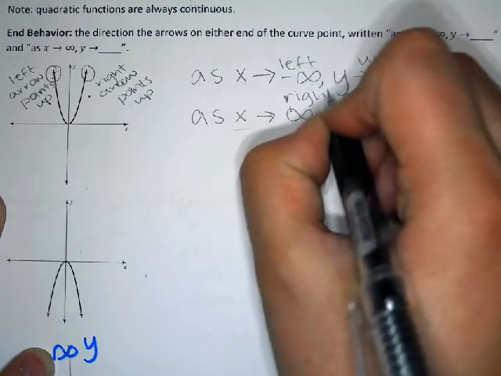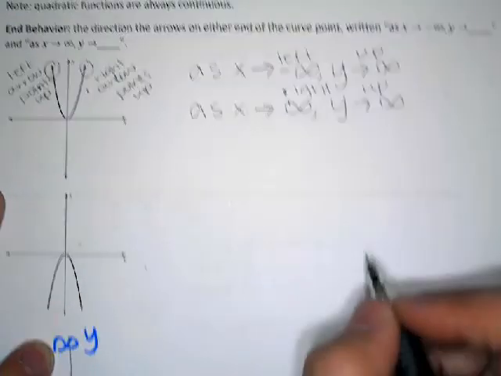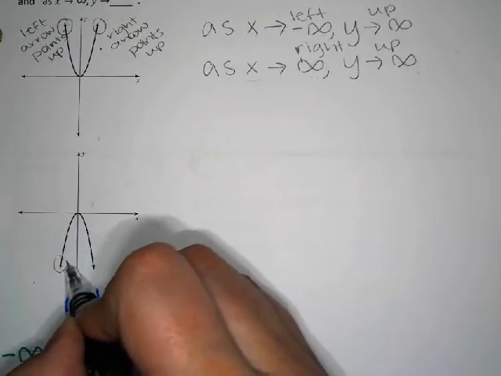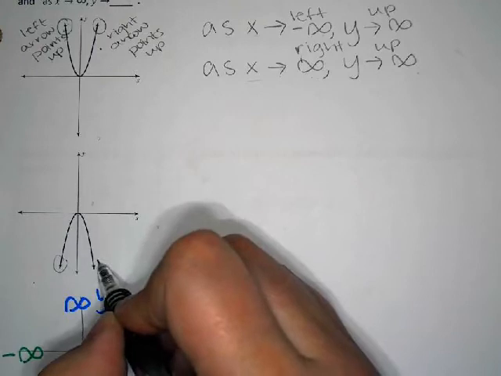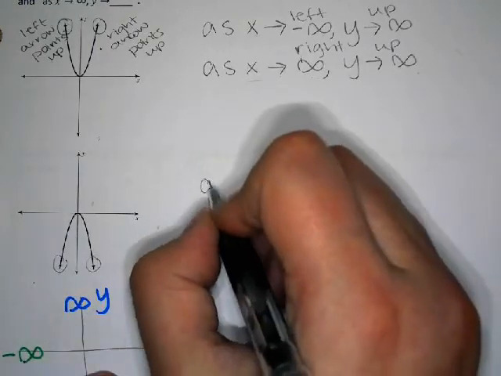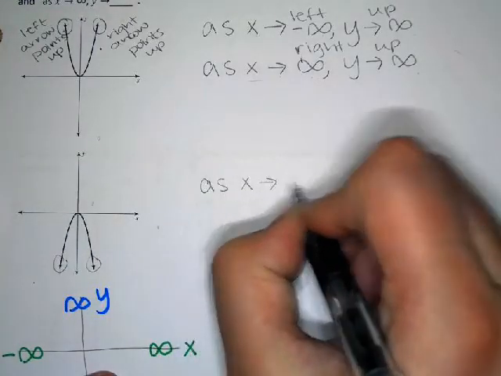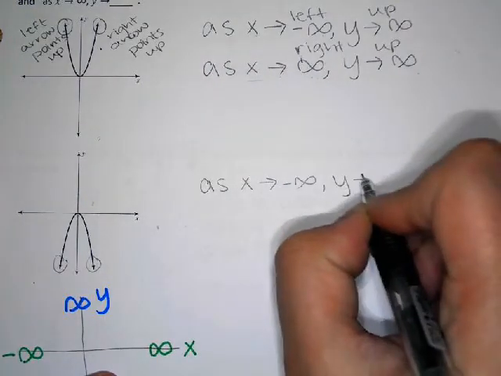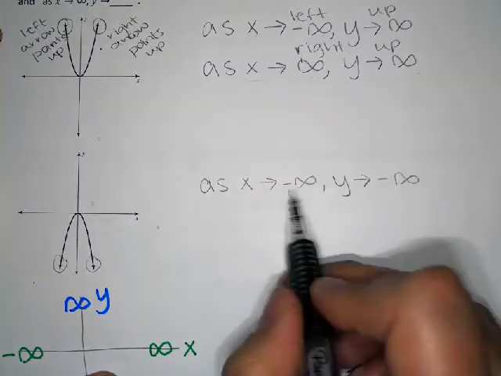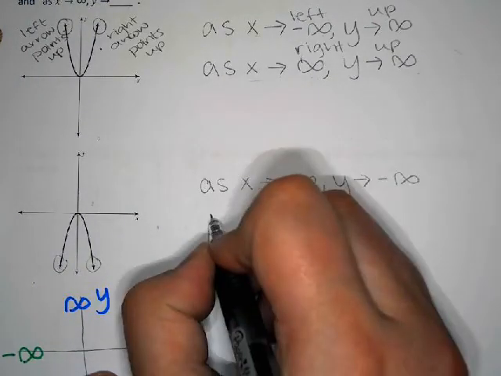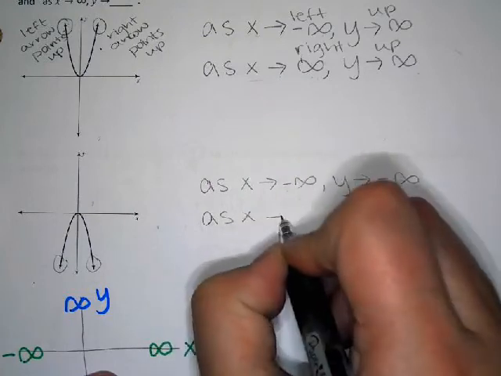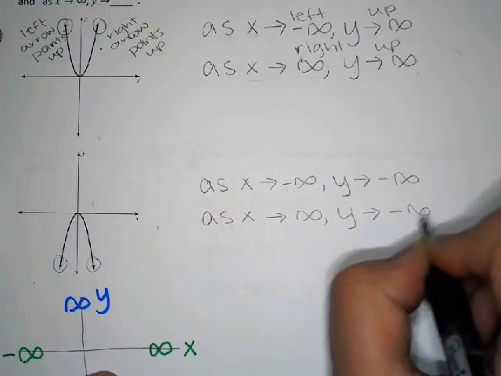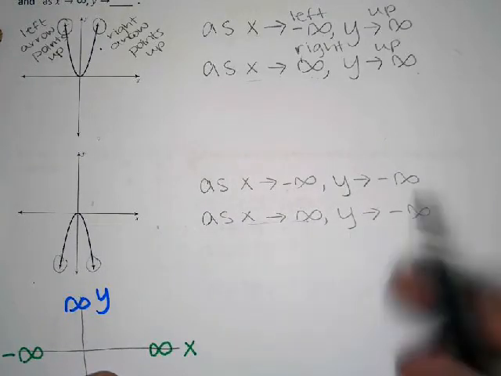So we're going to do the same thing for the other picture. For this picture, we're going to say the left arrow points down, the right arrow points down. So as x goes to negative infinity, as I look at the left arrow, I can see that the left arrow is pointing down. Left arrow points down. As x goes to positive infinity, I can see that the arrow is pointing down. The right arrow points down. That's all the end behavior means. It just means you're describing where the arrows are going.